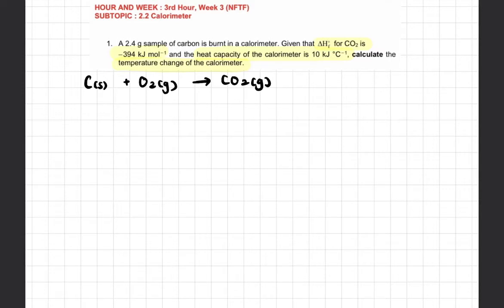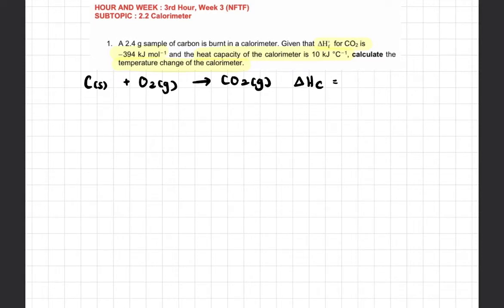Okay, however, sepatutnya kalau dia kata combustion of carbon, that means awak patut ada value of enthalpy of combustion dekat hujung ni. However, apa yang dalam soalan bagi adalah enthalpy of formation for CO2. Tiba-tiba dia bagi enthalpy of formation untuk carbon dioxide. Right, so macam mana kita nak kira kalau tak ada enthalpy of combustion, dia cuma bagi enthalpy of formation sahaja.